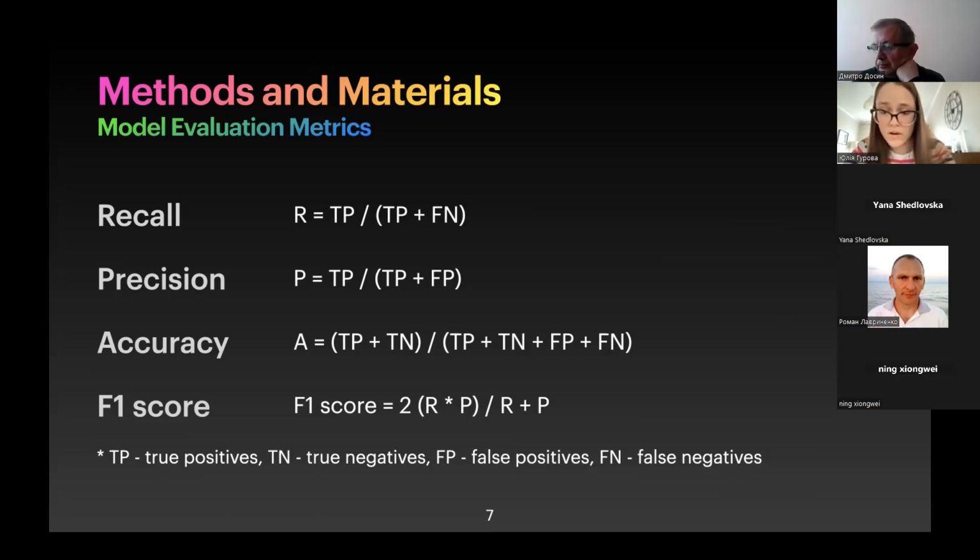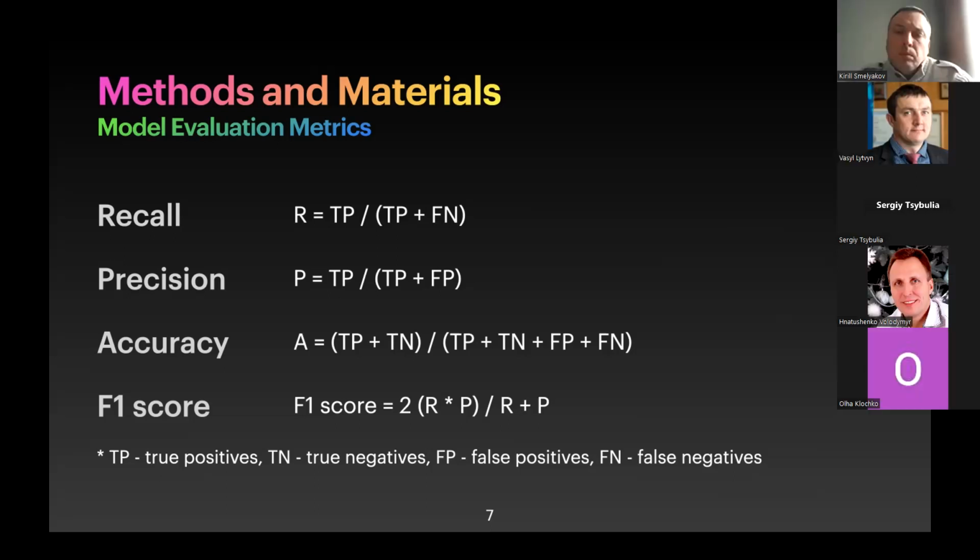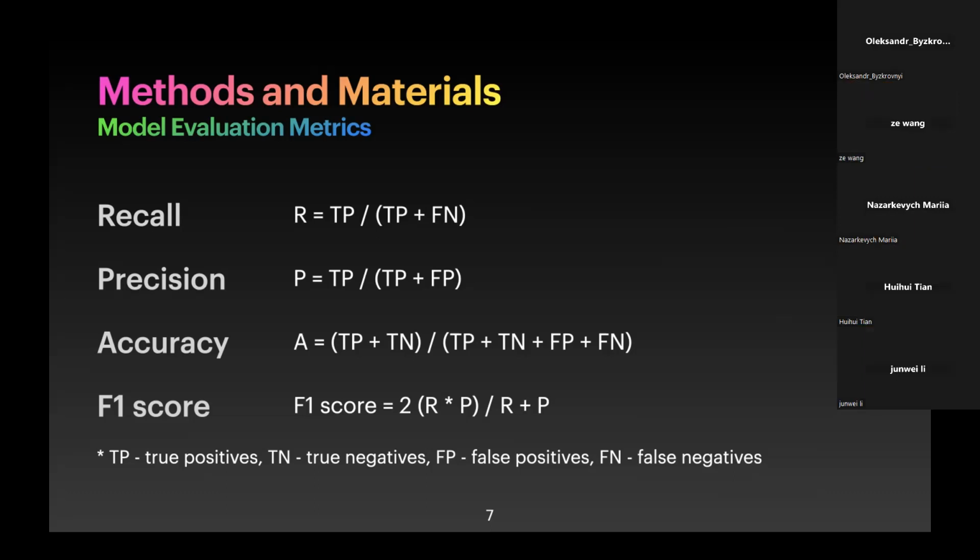F1 score is the harmonic mean of precision and recall, and is used to evaluate the overall performance of the model in correctly identifying positive instances, while minimizing the number of false positives and false negatives.